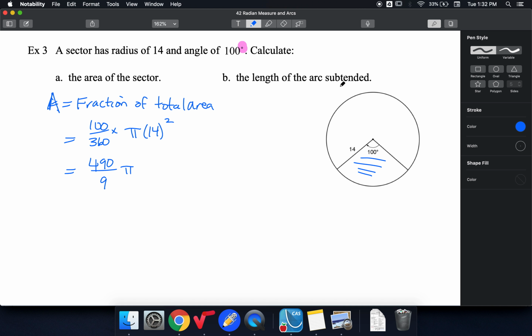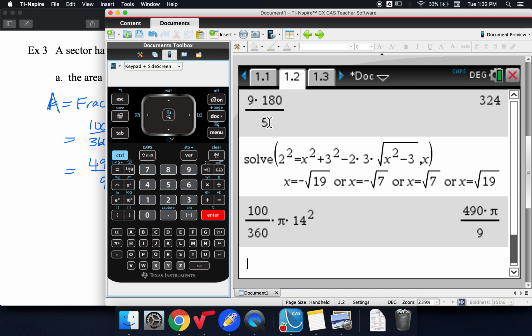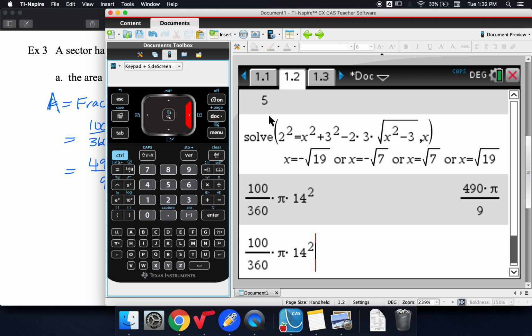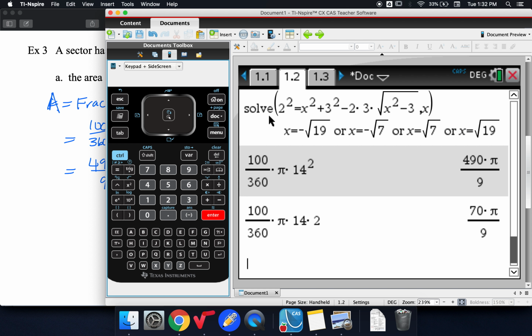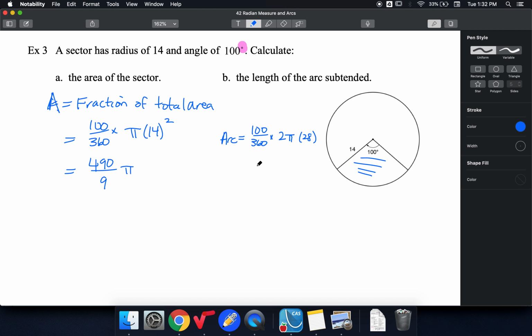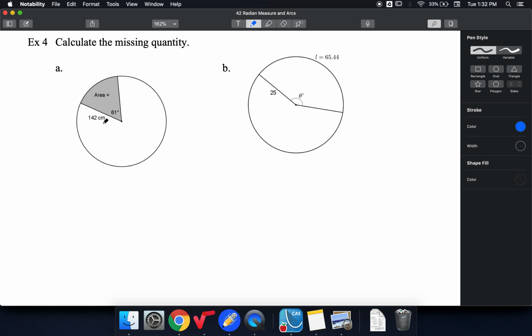The length of the arc, I'm going to need to do the same thing. So my arc length is going to be a fraction of the whole circumference. So I'm going to do the same thing, 100 over 360 times pi times 2r. So let's get rid of that, times 2. And we get 70 pi over 9. Notice I'm not doing any further calculations. That is enough. So I'm going to leave you to do that.